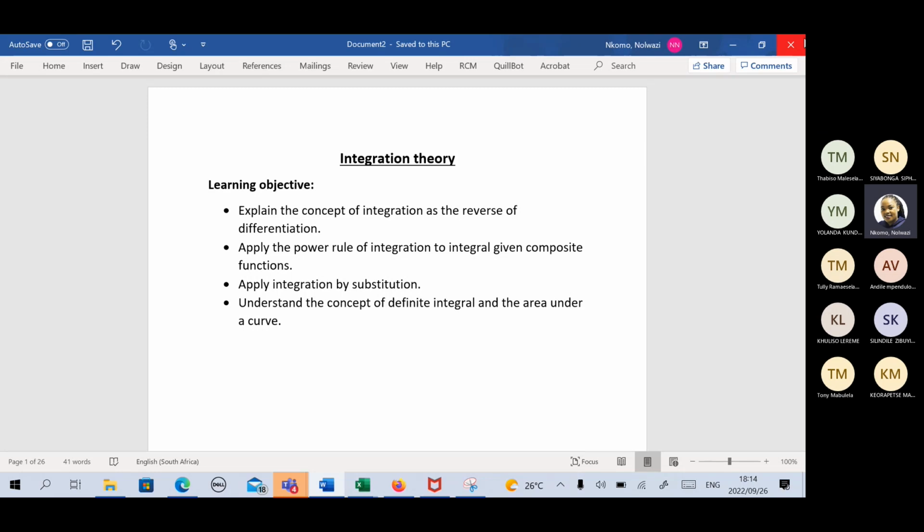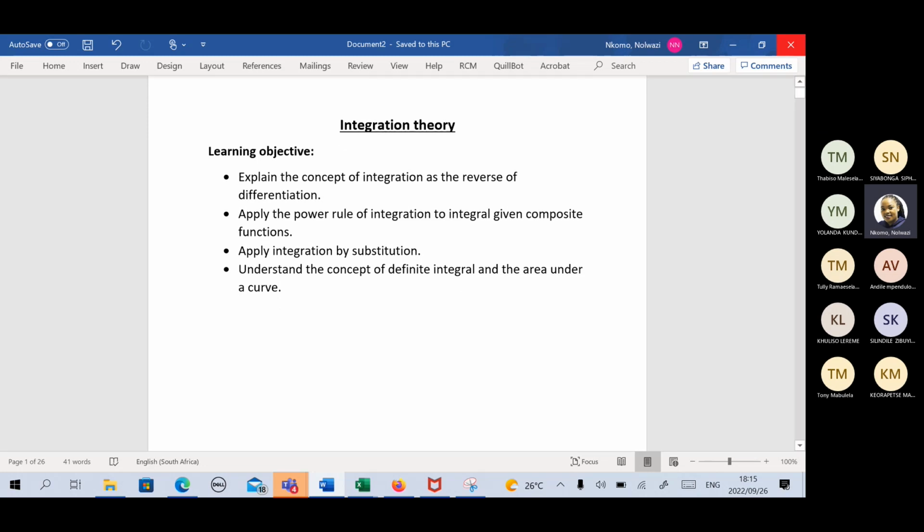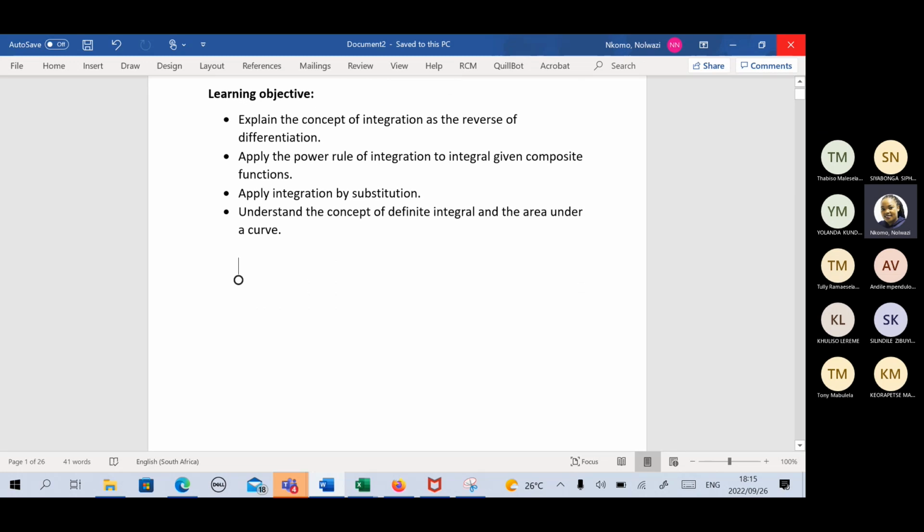After this class, you should know how to explain the concepts of integration as the reverse of differentiation, and you need to explain how to apply the power rule to an integral given the composite functions, and we'll add the substitution and the concept of definite integral and the area under the curve.